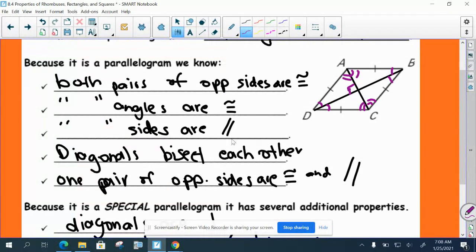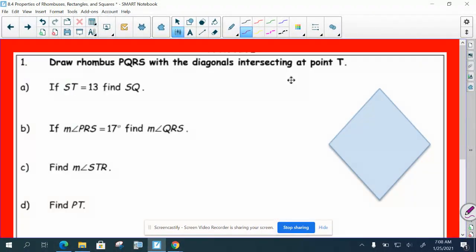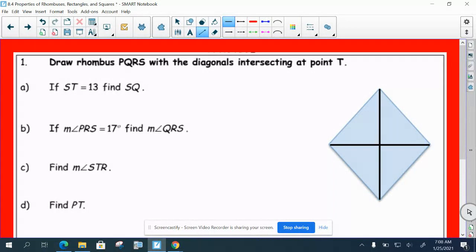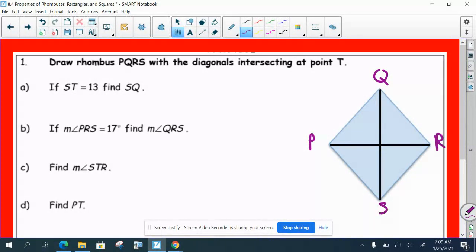All right, here's some practice. Let's draw a rhombus and then draw the diagonals. It's PQRS, with the intersection point at T. They're saying that ST is 13. If ST is 13, find SQ. Well, that would be the whole thing, so twice that, 26.